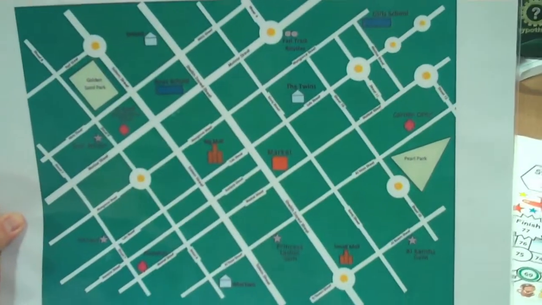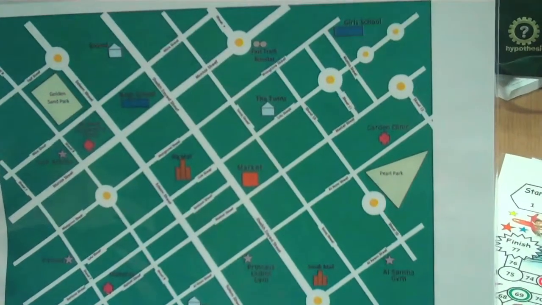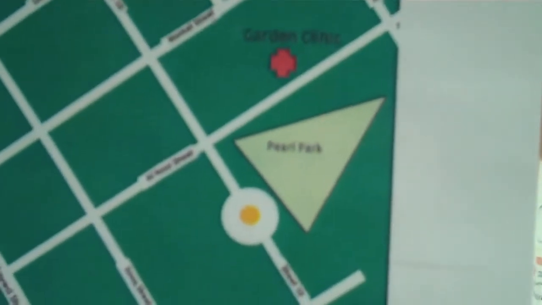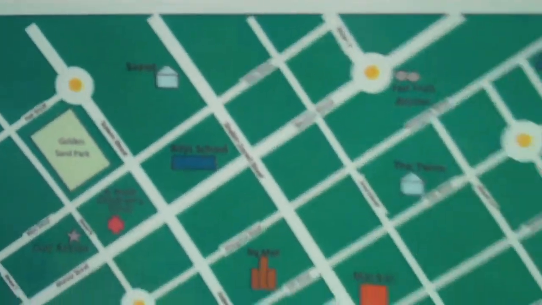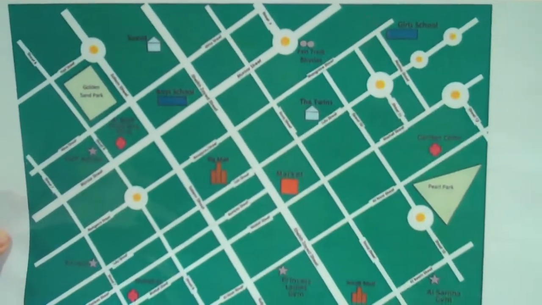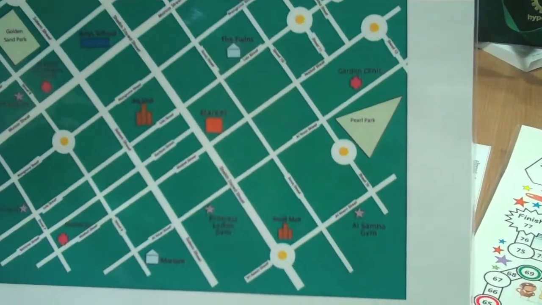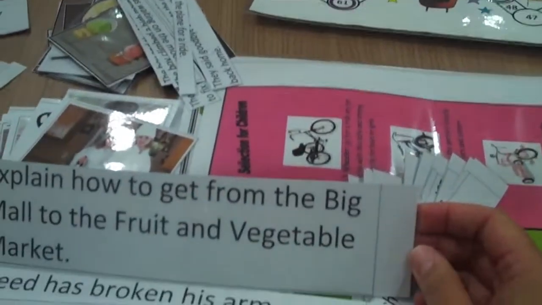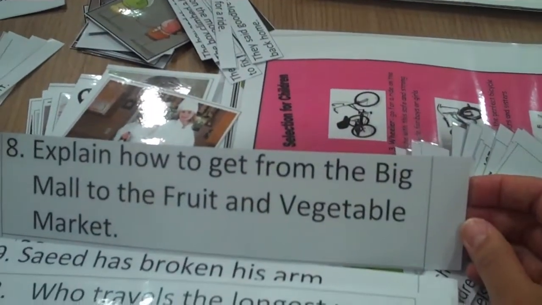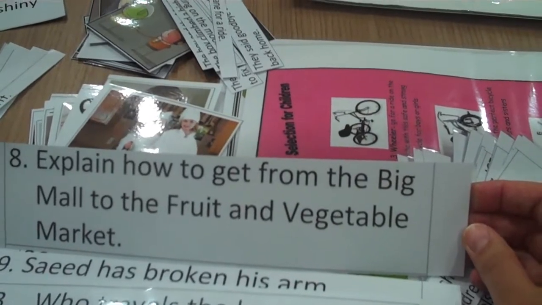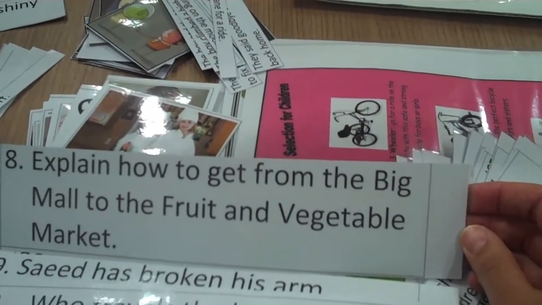It's a big challenge for the students to read information off maps and ads and things like that. So I've created for this theme a map where pretend children live that are in stories, and there are pretend places like a bicycle shop and a gym and a school and a clinic. And then there are questions related to the map. For example, explain how to get from the big mall to the fruit and vegetable market. So you have to look at the map, read the street name, see where you are, say turn left and right. There's a whole lot of language involved in that.